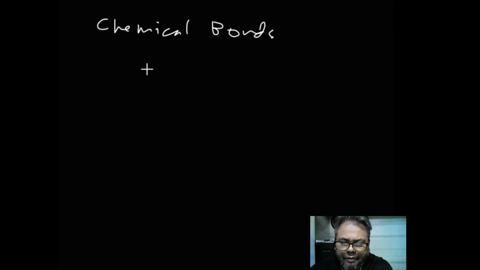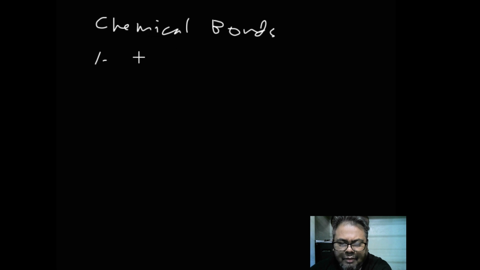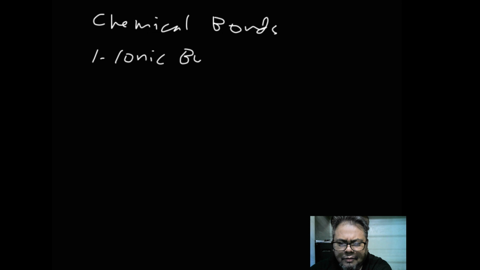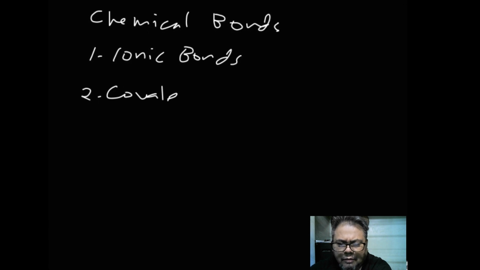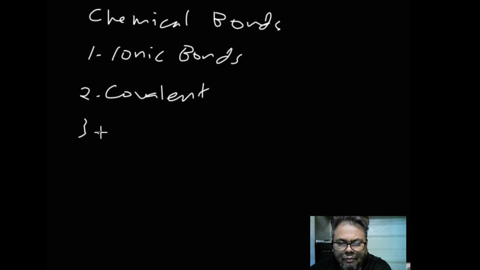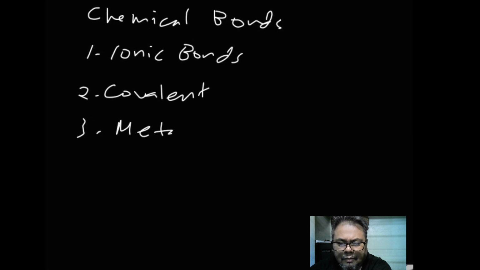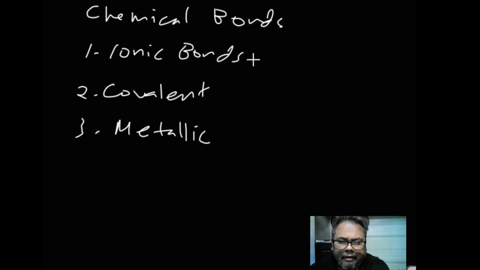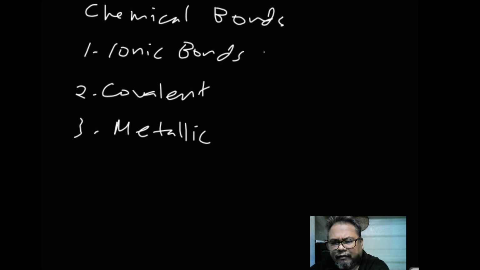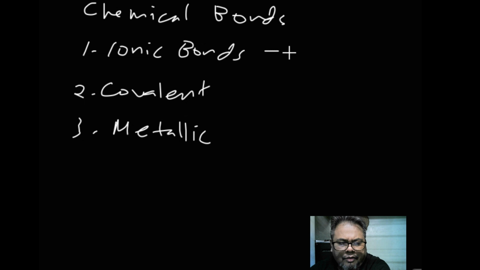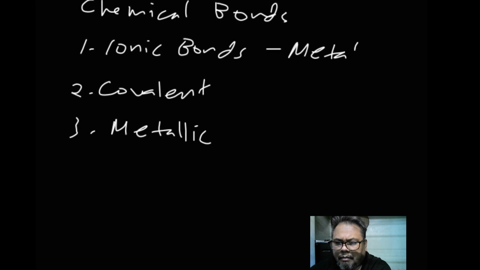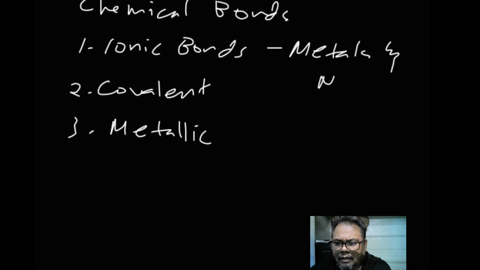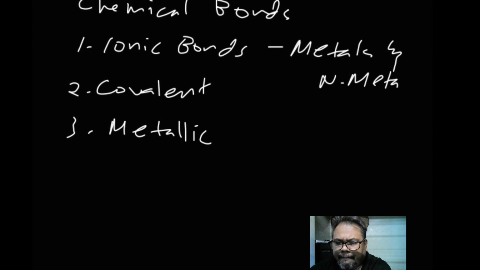Alright, now let's go to chemical bonds. There are three types of chemical bonds, and these are the following. First one is ionic bonds. The second one is covalent, and then the third one is metallic. Ionic bonds, let's have this as our first. Ionic bond basically is the bond that exists between metals and non-metals.